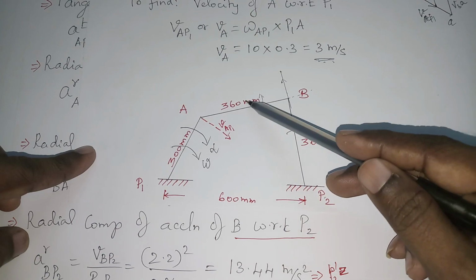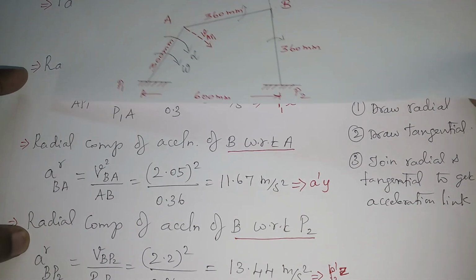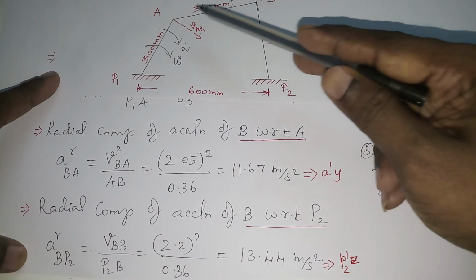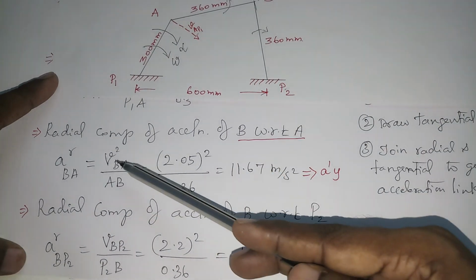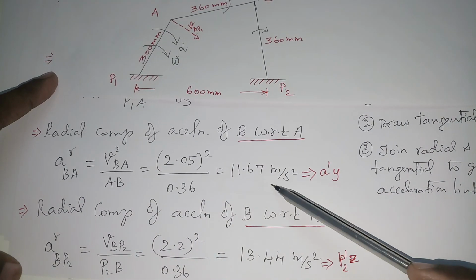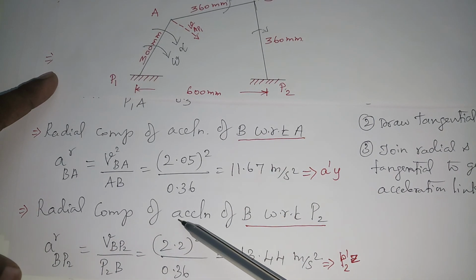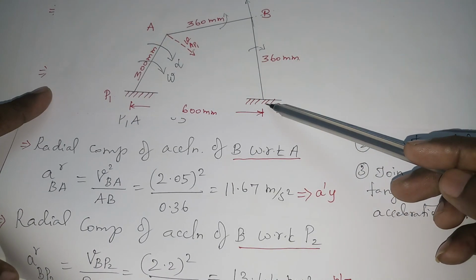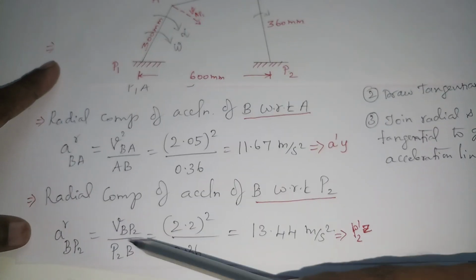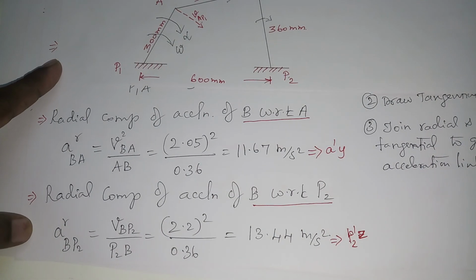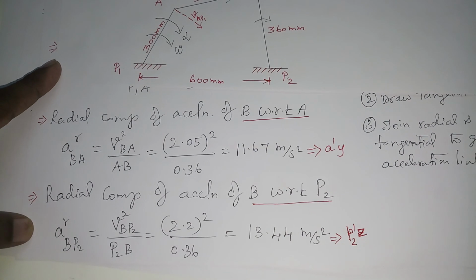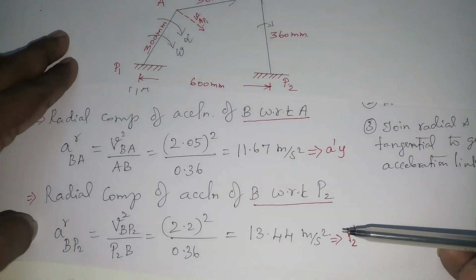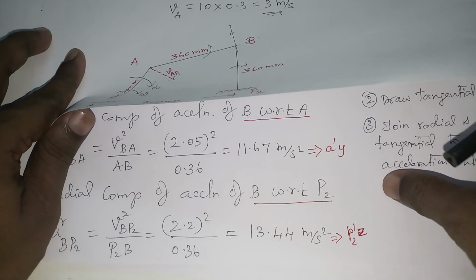So radial component values only we are finding here. You can see, this is radial component acceleration of B with respect to A. Okay, so the formula is V square BA by length of the link. You will get 11.67. Similarly, radial component of acceleration B with respect to P2. Here you can see this is B with respect to P2. This radial component we have found by using this formula. So V square BP2 by P2B. From this we will get 13.44. So now we get all the values. Okay, now we can start constructing the acceleration diagram.